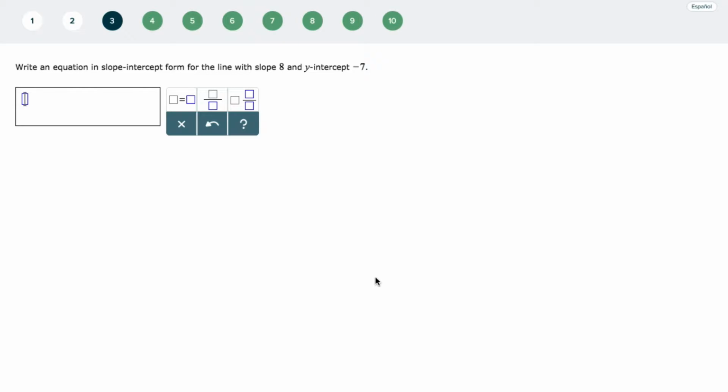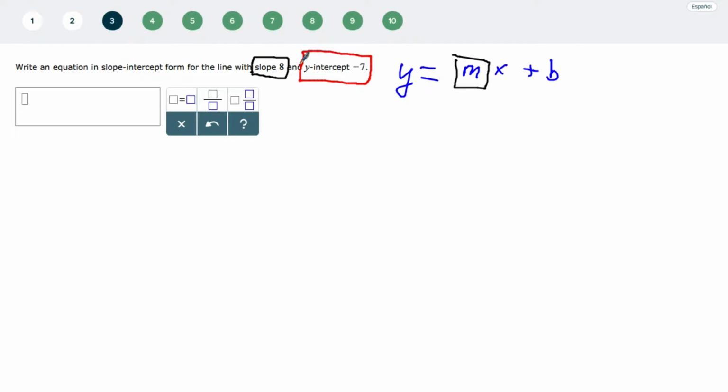Number 3, write an equation in slope-intercept form. Okay, slope-intercept form is y equals mx plus b with the slope of negative 8, or excuse me, positive 8, slope of 8. Well, our slope goes right here, and a y-intercept of negative 7. Our y-intercept goes right here.